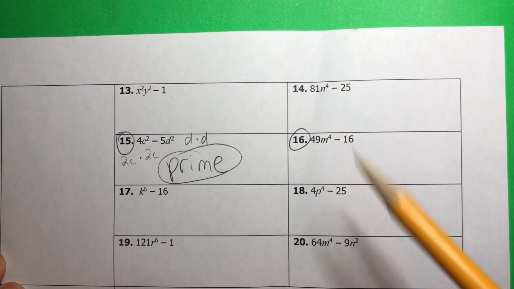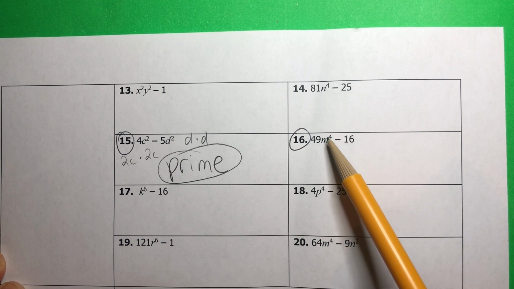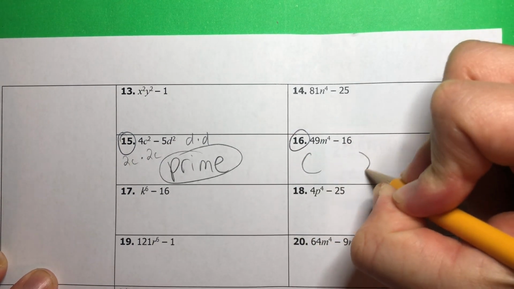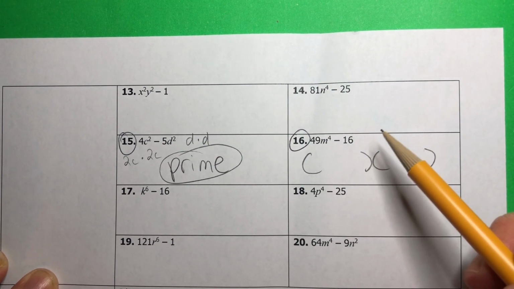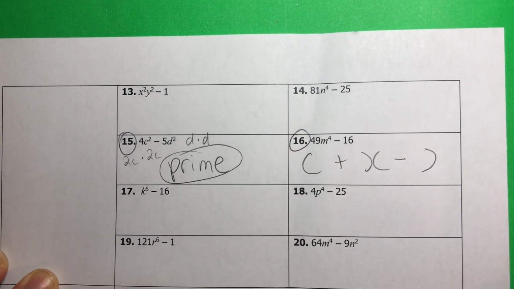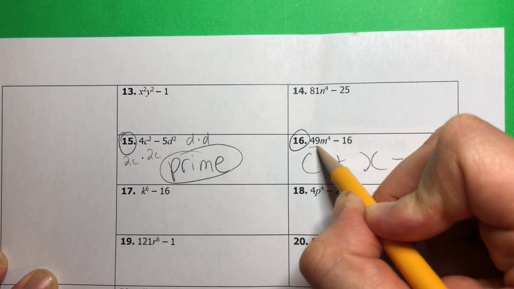Now for 16, you do have the difference of squares. Even though the exponents of 4, the square root of 4 is 2. So to set up your two sets of parentheses for a problem like number 16, well, what would you have to multiply? Here's my plus, my minus. Don't forget that. What would you multiply times itself to get this right here?